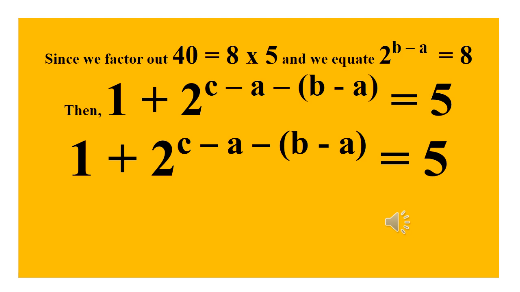Since we have factored out 40 to be 8 times 5 and we have equated 2 raised to power b minus a equals 8, what we do now, we equate the second equation 1 plus 2 raised to power c minus a minus open bracket b minus a close bracket equals 5. Now we equate it to 5.